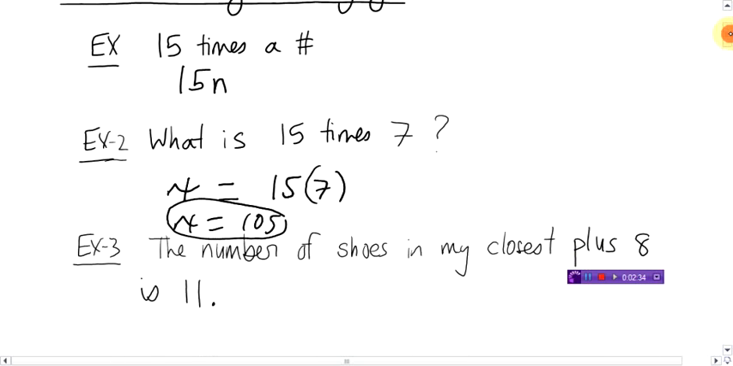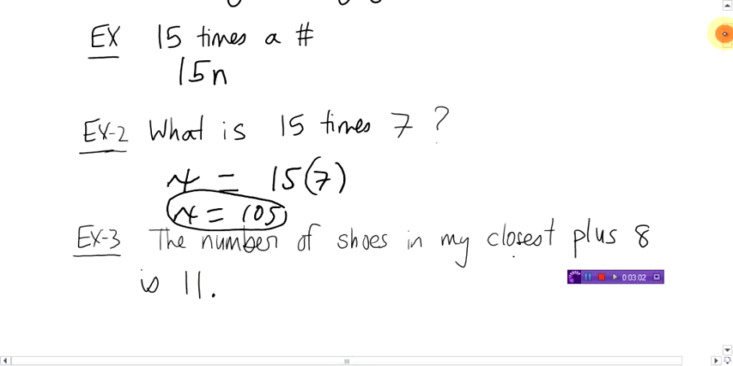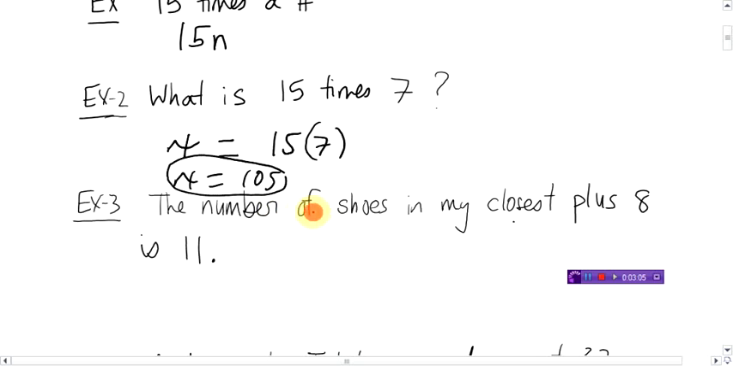Okay, let's take a look at this. The number of shoes in my closet plus 8 is 11. Okay, let's translate this. The number of shoes in my closet. You don't know how many shoes I have in my closet. At least I hope not. Plus 8 is 11. How would you write that in algebra language? So we don't know how many shoes are in my closet. Actually, I don't really even know myself. So what should we use in place of the number of shoes in my closet? It's some number we don't know.